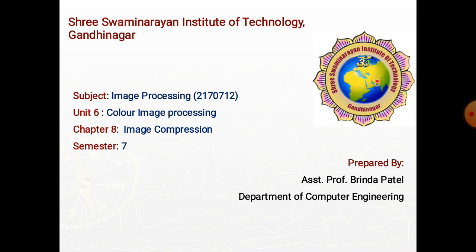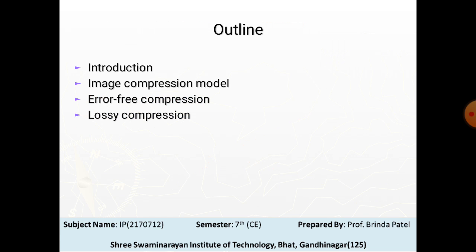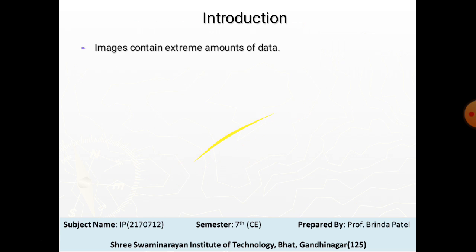So today we are going to start Unit 6 of Image Processing, which is Color Image Processing. So the outline is, first we will see the introduction, then the image compression model, error-free compression and lossy compression. So let's start with the introduction.